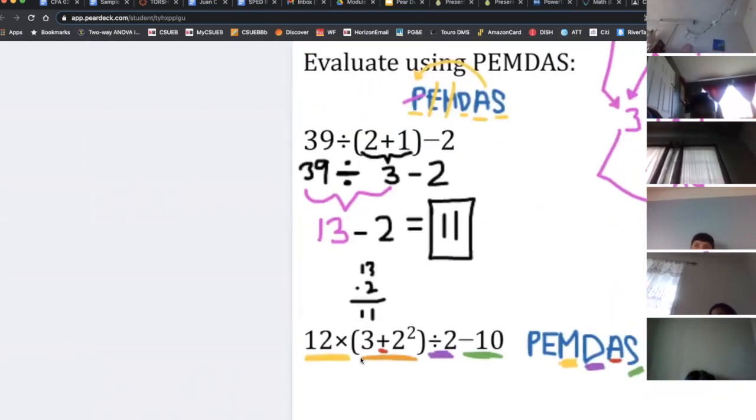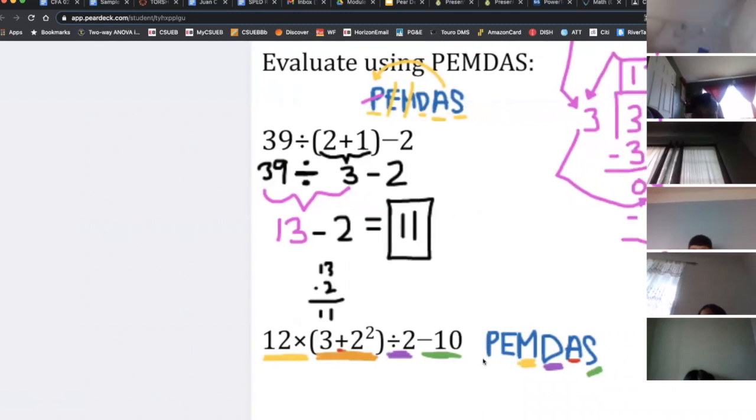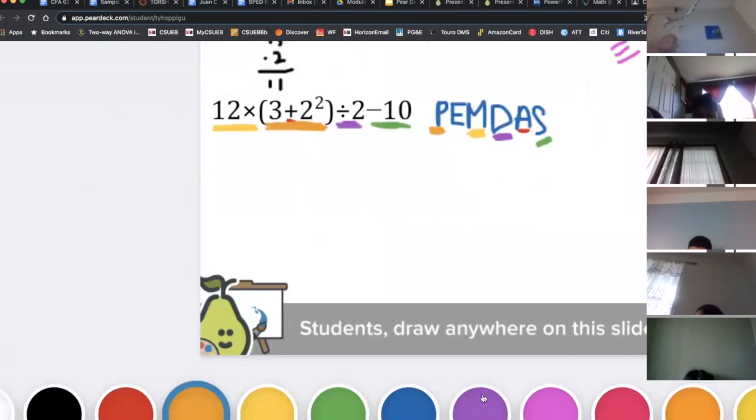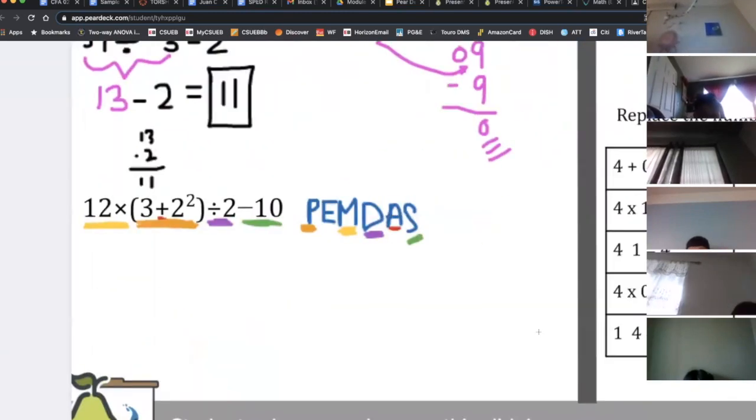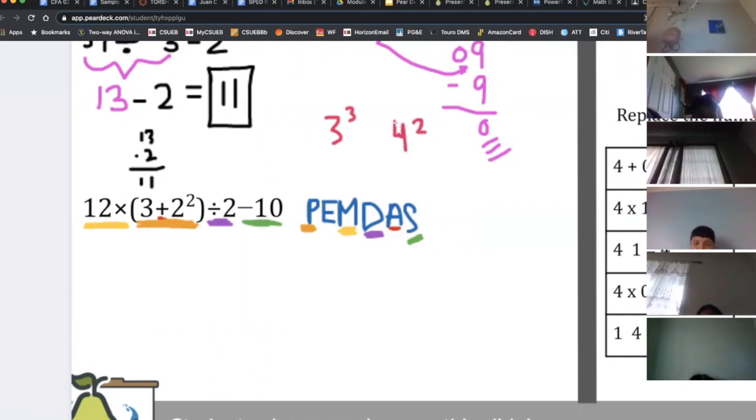Whole thing in orange. And then I'm going to put that underneath the P. Do we have any exponents? No. What is an exponent? It's the power of something. You're absolutely correct. It's the power of something, 3 to the power of 3 or 4 to the power of 2. Those are all exponents, right? Yes. So then, do we have anything that looks like that in ours?